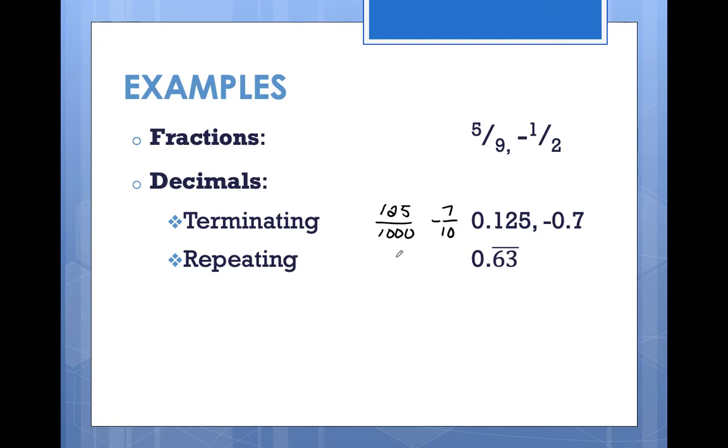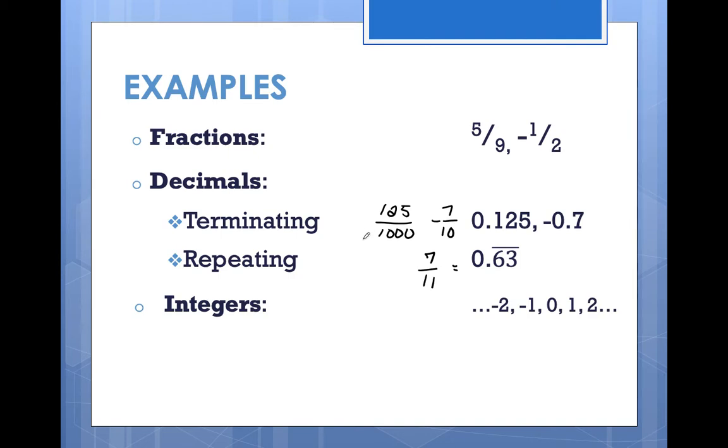The second type of decimals that are included under rational numbers category are repeating decimals, like 0.63 repeating. This can be written in the form a over b, and that would be 7 over 11 is the same as 0.63 repeating. So only terminating and repeating decimals can be written in the form a over b.